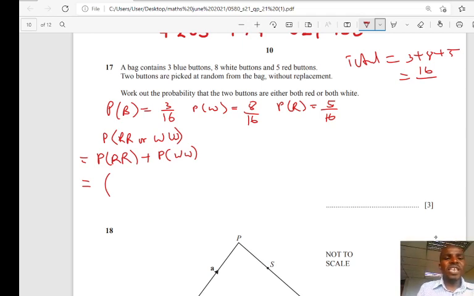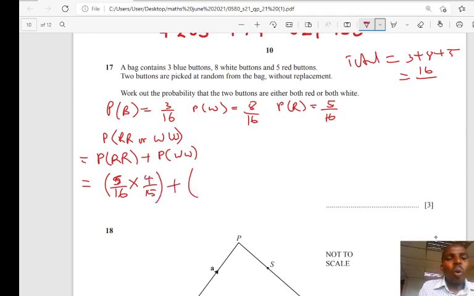Then the probability of picking red for the first time is 5 over 16, times, if you are to pick a red for the second time, it's red followed by red, right? The total number here will be 15 because we have picked a red and removed that red without replacement. So the total will be 15. Then of those 15, how many red buttons are left? We have already picked 1 red button. There were 5, so we have picked 1. So now there are 4 left.